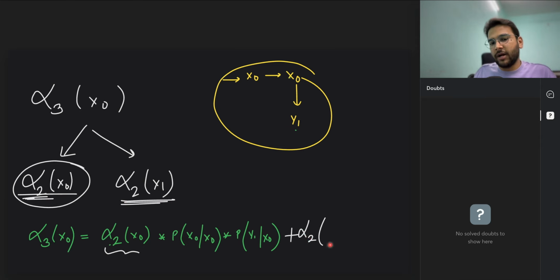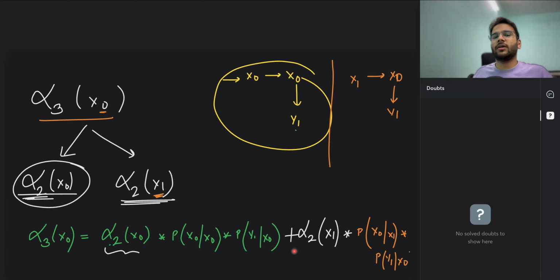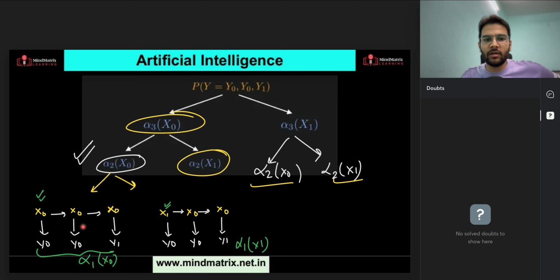Right part is alpha 2 of x1. Now how are we finding the rest of the things? Here, on the last day we have x1, right? This is y1. And on the second day, I'm assuming this is, oh sorry, this is x0 on the third day, because we are just talking about the left part of alpha 3. And here on the second day, I'm assuming this is x1. So now we can find the probability of x0 given x1 multiplied by the probability of y1 given x0. Is this clear? This is the same thing that we have written over here.